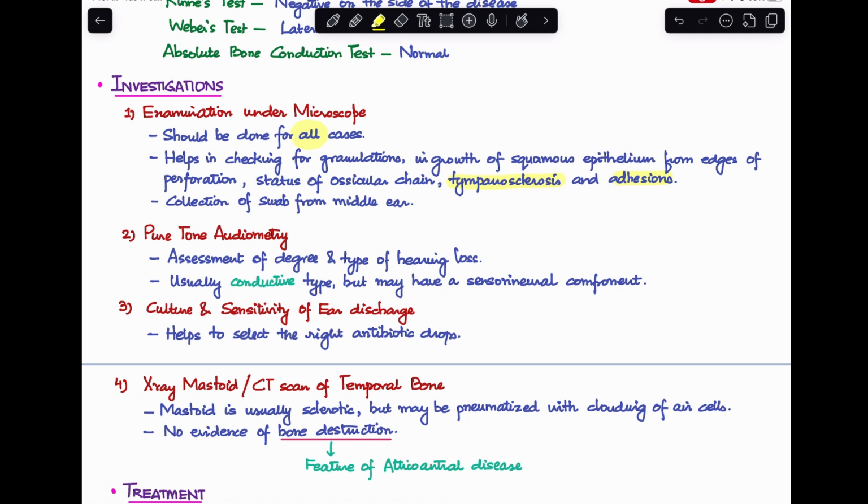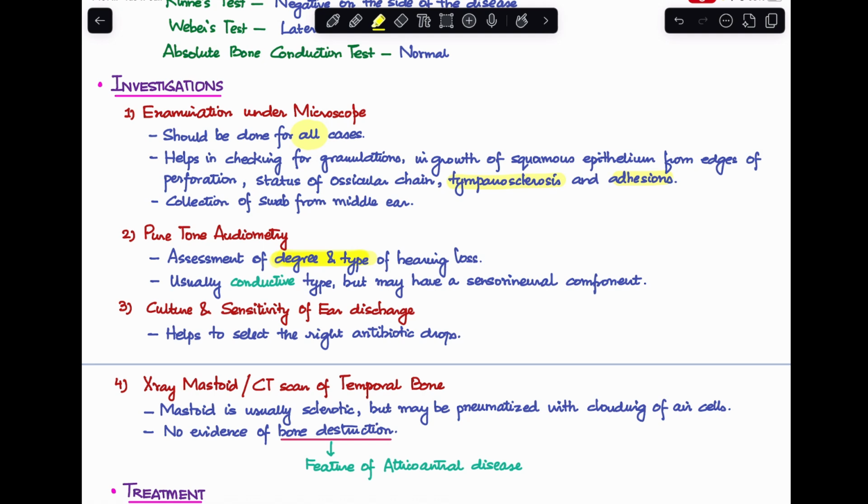Second, you have to perform a pure tone audiometry, and this will help you in finding out the degree and the type of hearing loss. And this will also help you in counseling of the patient preoperatively, so that they understand what would be the outcome after the surgery.